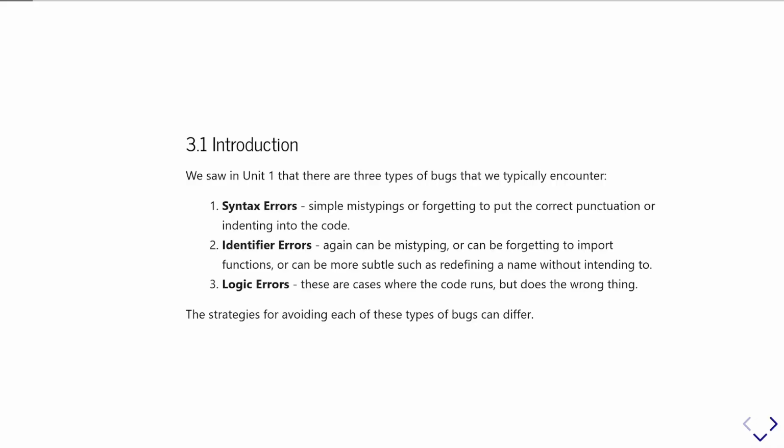These are cases where your code runs, but it simply doesn't do the right thing. In that case, there's an actual error in the way you've thought about how the code should work, or you haven't thought about a particular edge case. These really require you to have a very good understanding of what each part of your code is trying to do and what it might fail to get right. So the strategies for dealing with these 3 types of bugs can differ quite a lot.